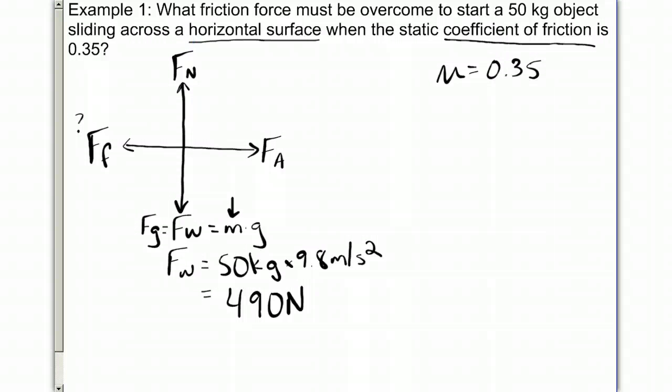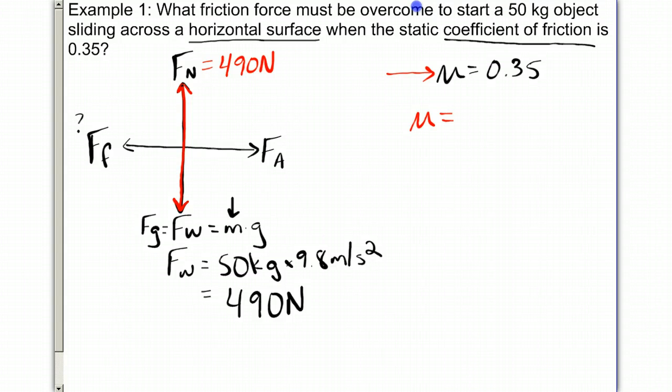So first, we're going to deal vertically. You always want to start with the vertical scenario. So we know the weight is 490 newtons, which means we also know the normal force is 490 newtons, because the normal force is equal to the force due to weight. Now we're going to deal horizontally. And we don't know the applied force, but we don't really need it because we're just trying to figure out the force of friction, and we're going to use the coefficient of friction to determine this.